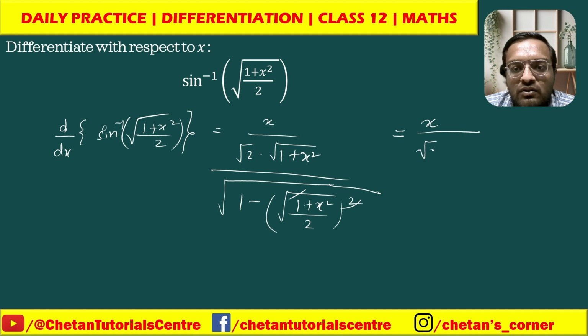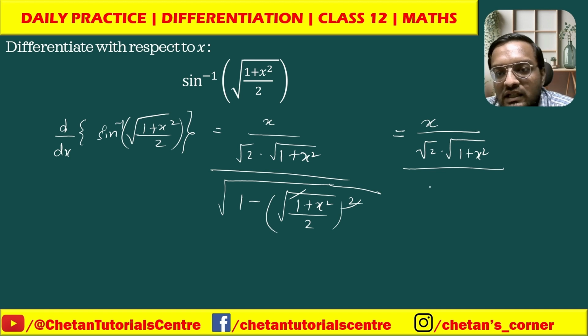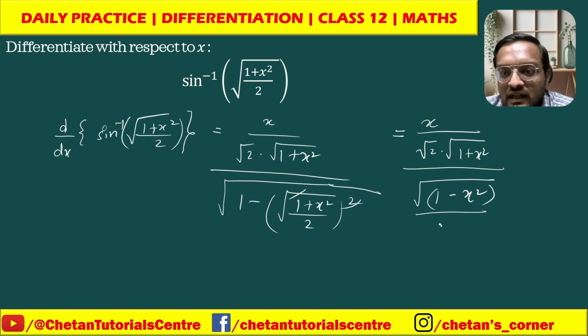X upon under root 2 into 1 plus x square divided by, now as this root and this square will get cancelled, I will be left with 1 plus x square divided by 2. So I will multiply this 2 with 1 in order to obtain a common denominator. So what I will get? 2 minus 1 minus x square. This will give me under root of 1 minus x square. This whole term will be divided by under root of 2.